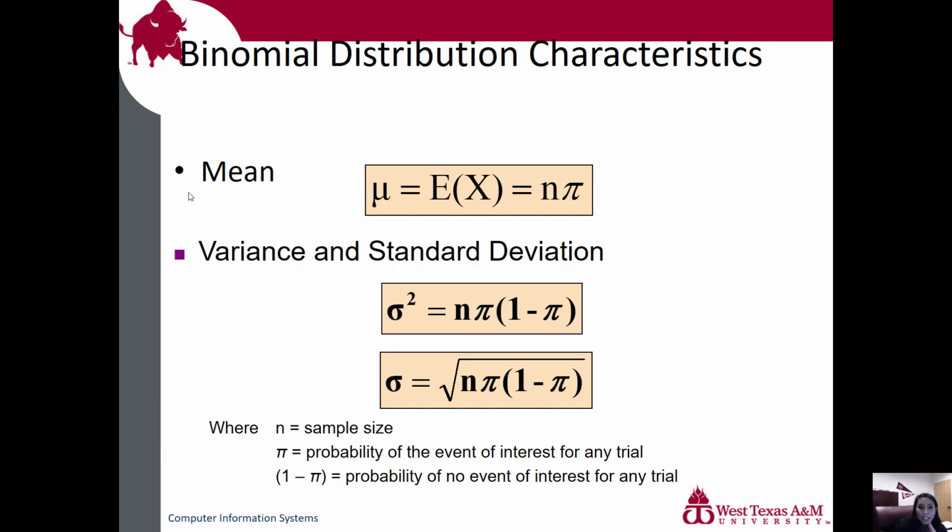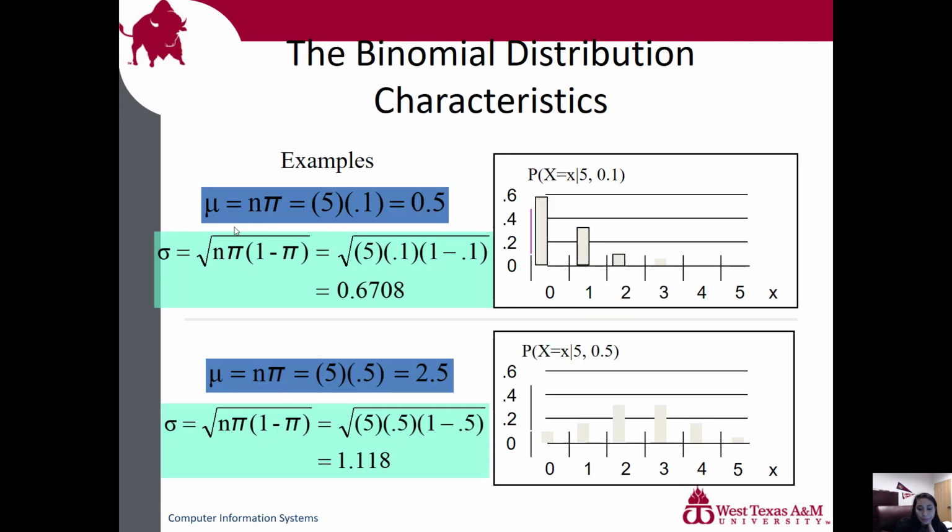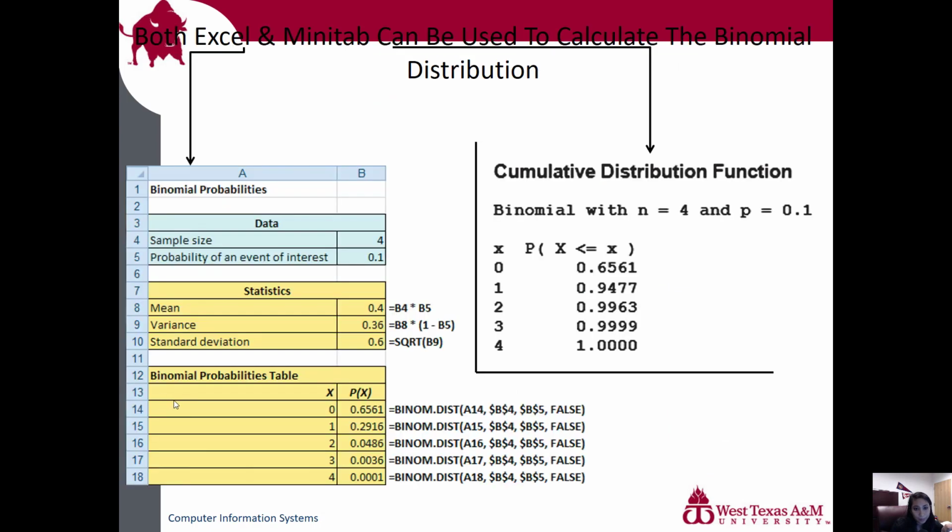We can calculate the mean and the variance and standard deviation of the binomial distribution. Again, that mean is your expected value, and then we can also look at that distribution or the dispersion of those probabilities. Here's just a demonstration of how your mean and your standard deviation can affect the shape of your distribution. We can use Excel and Minitab to calculate the binomial distribution as well.